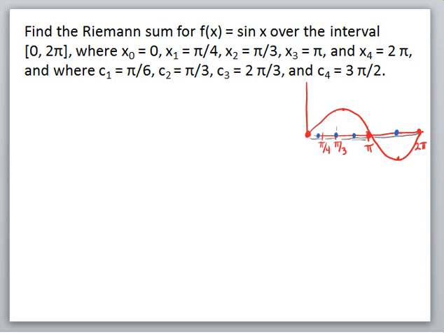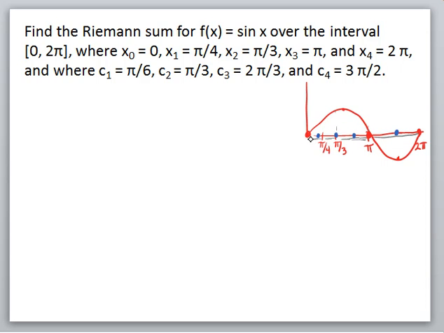Alright, in this last problem, they're asking me to find the Riemann sum of f of x equals sine x over the interval from 0 to 2 pi. I've already started to draw out this picture so you can see what's going on a little better. These first 5 numbers are where they want my intervals to be broken up.